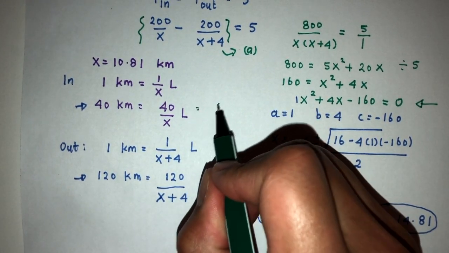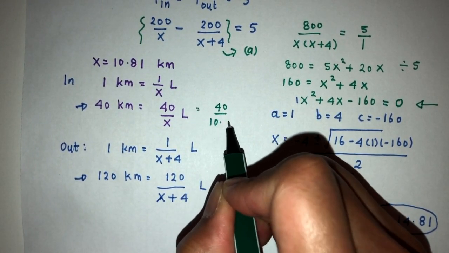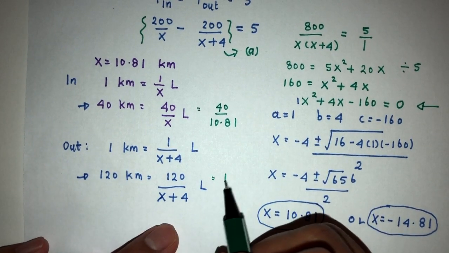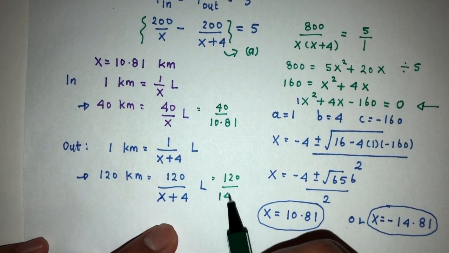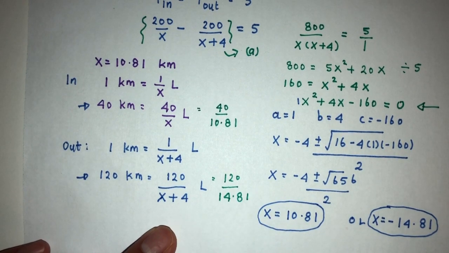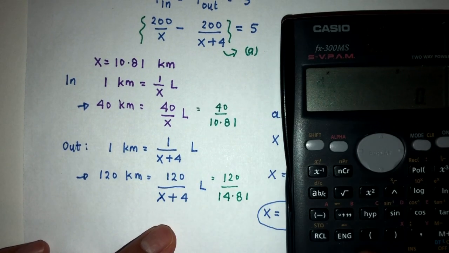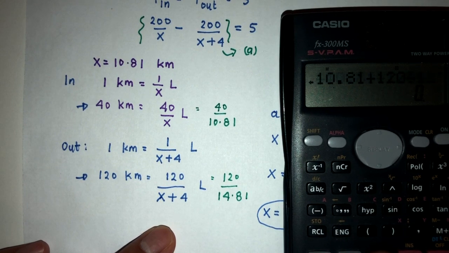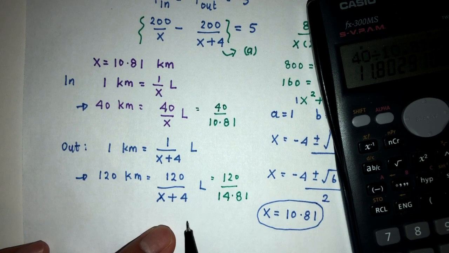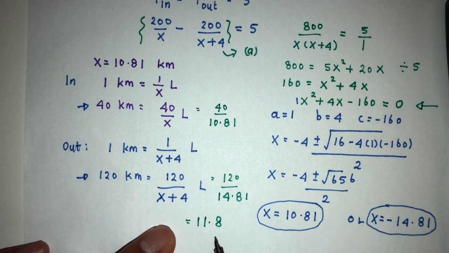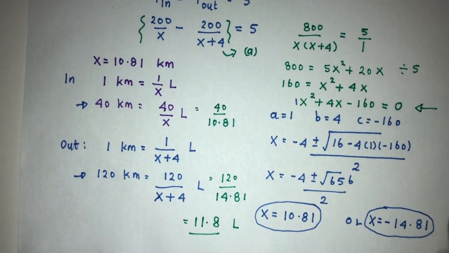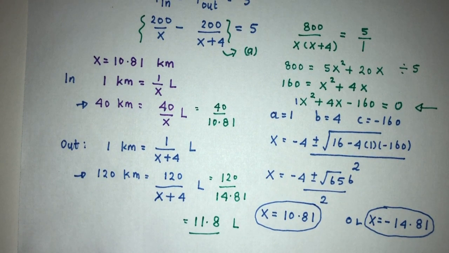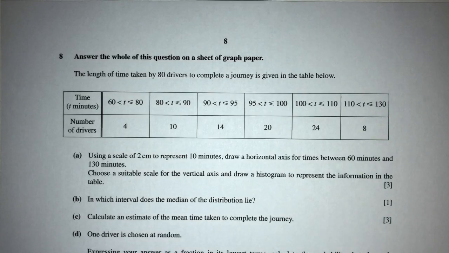So take the value of x as 10.81, and this will be 120 divided by 14.81, right? Because 10 plus 4 is 14. So first this one, 40 divided by 10.81 plus 120 divided by 14.81. That will be 11.8 as your answer for the total volume of petrol used, which is liters. Okay, that will be your answer for question part D of 7. Let's move on to question number 8.